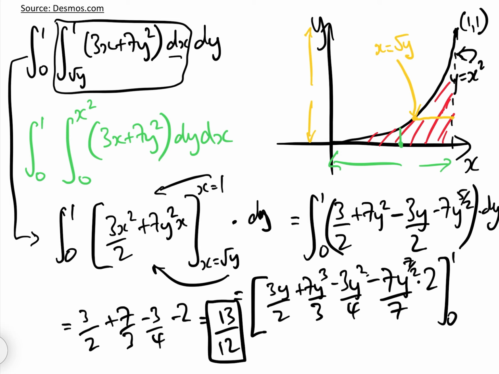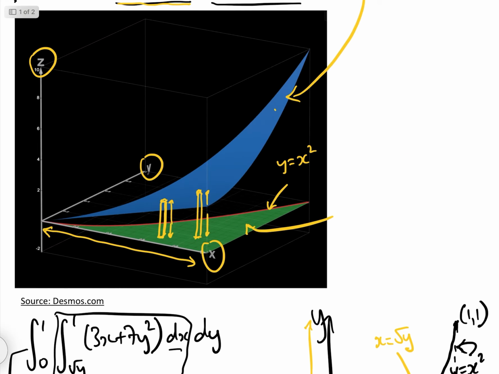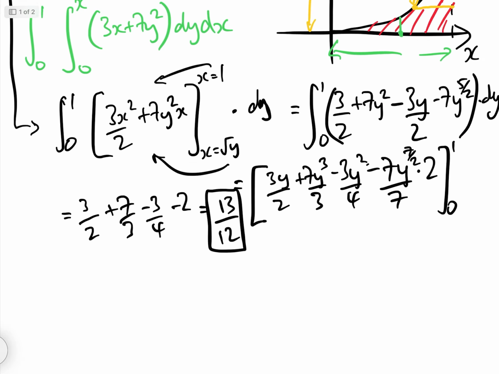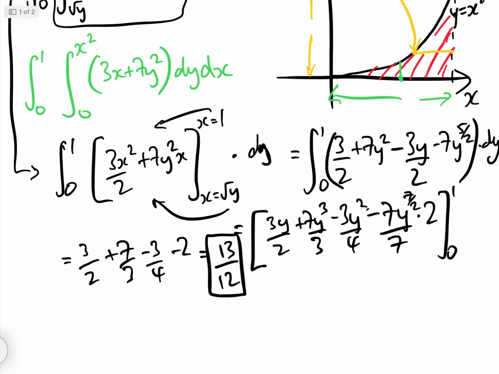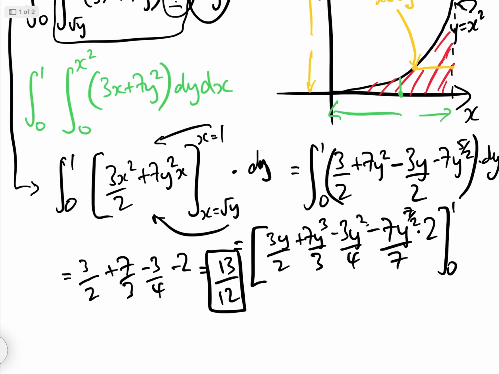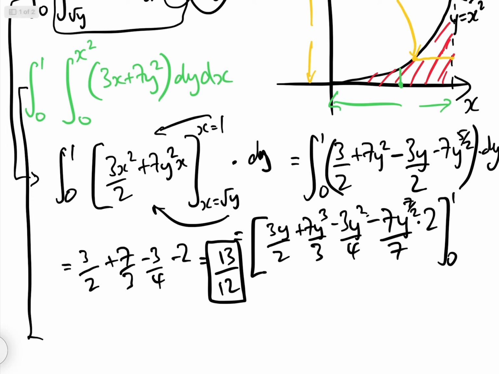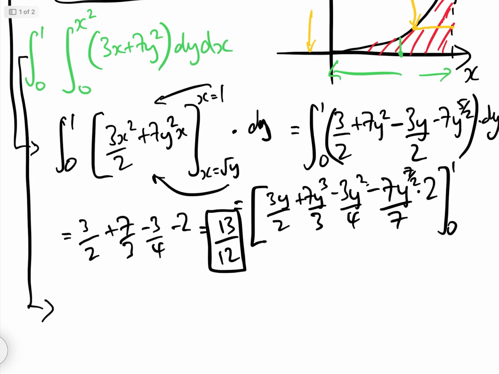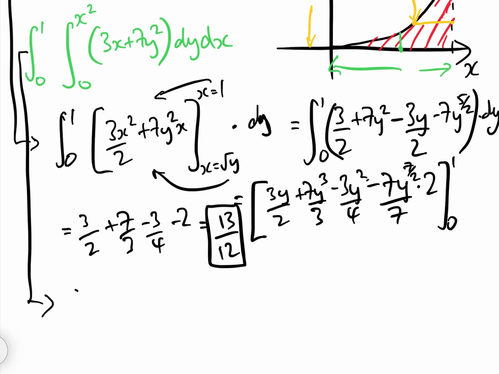So basically the volume of the sum of all of these little cuboids here, i.e. the volume underneath the blue surface, is equal to 13 over 12 units. That's using integrating x first and y. Let's just check by going the other way. It's always a good idea to check both, obviously not in an exam, but if we were. So let's integrate the other way.